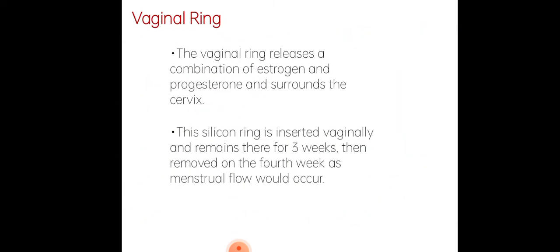Vaginal ring. The vaginal ring releases a combination of estrogen and progesterone and surrounds the cervix. This silicone ring is inserted vaginally and remains there for 3 weeks, then removed on the 4th week as menstrual flow will occur.